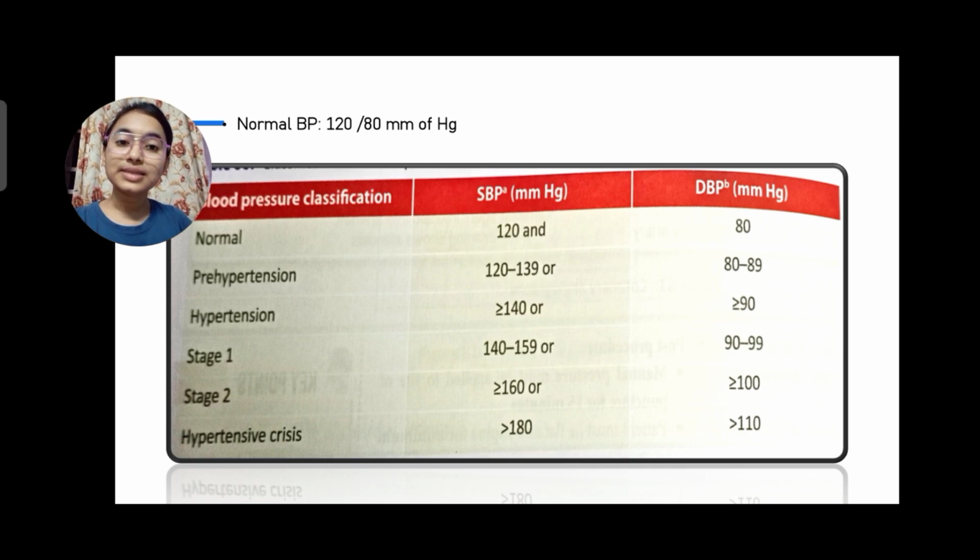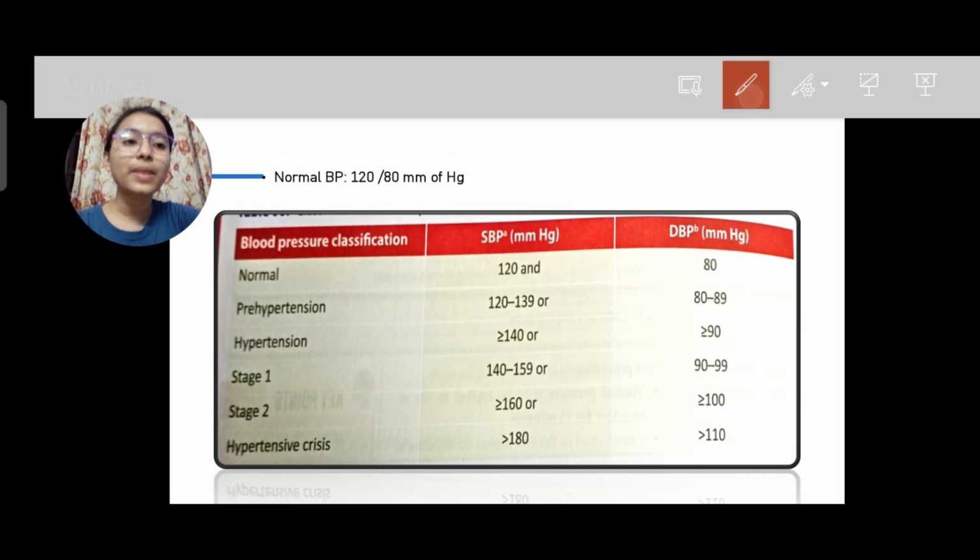Now the hypertensive crisis. What is hypertensive crisis? When the systolic BP is more than 180 and the diastolic BP is more than 110. Remember that the diastolic is more valuable in these cases. So when it is more than 110, it is always a hypertensive crisis.